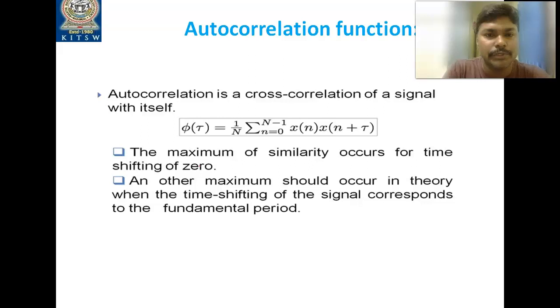When you look into the equation already provided in the slide, phi of tau is equal to 1 by N, summation from n equal to 0 to N minus 1, x of n times x of n plus tau, where x of n is your speech signal, for instance, and x of n plus tau is the version shifted by tau samples. So it is shifted by tau. The maximum of the similarity occurs for the time shift of zero.